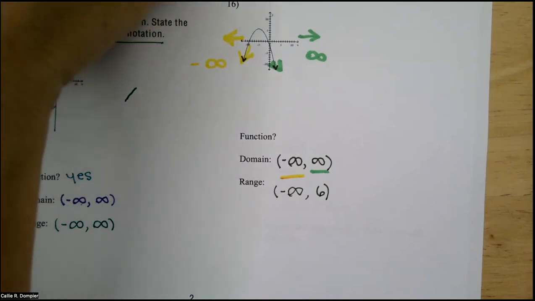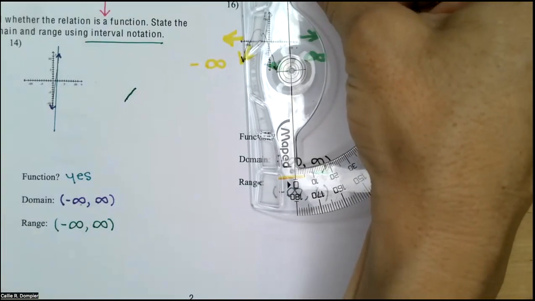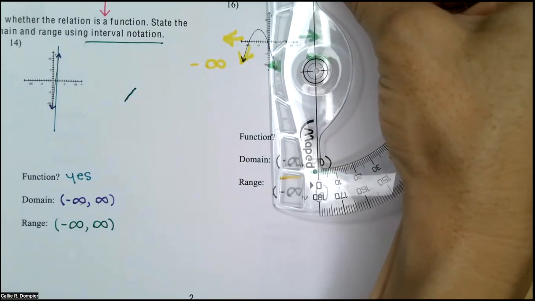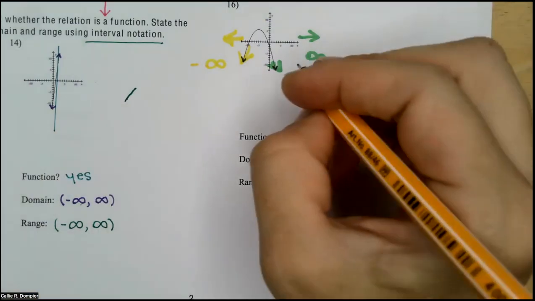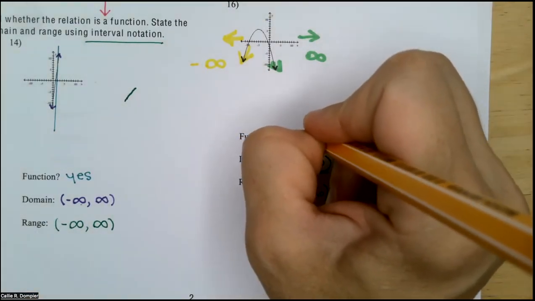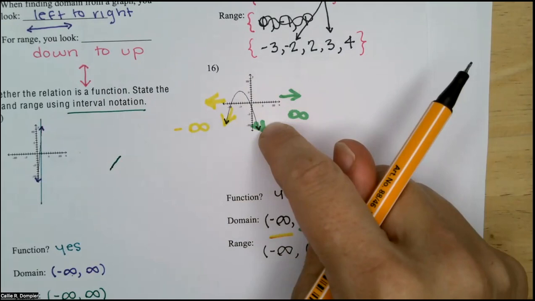Is it a function? Well, if I was to do the vertical line test, I don't see any place where I would cross the graph of the relation twice, so it is a function. No x values have more than one y value.